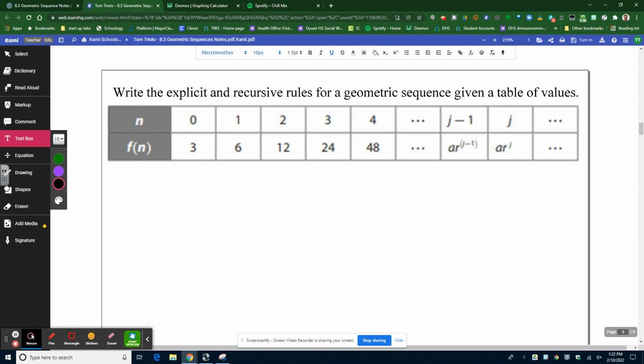So I'm going to make a big old text box, and we're going to start with the recursive because I think the recursive is a good way to build onto the explicit. So recursive rule. We're going to write it both ways as a function and with subscript notation. So let's start with subscript. Okay, and then tab over a couple times. So since we're starting with 0, this would be a sub 0.